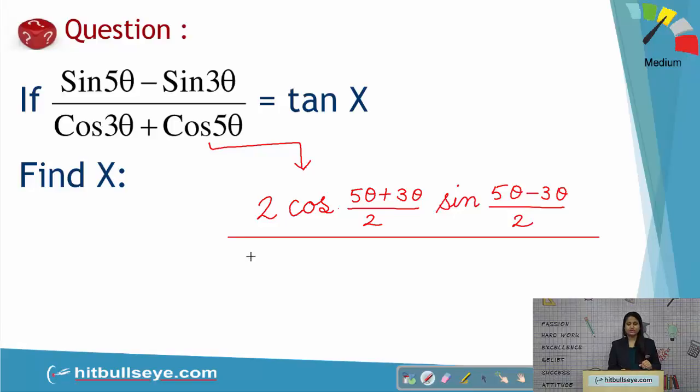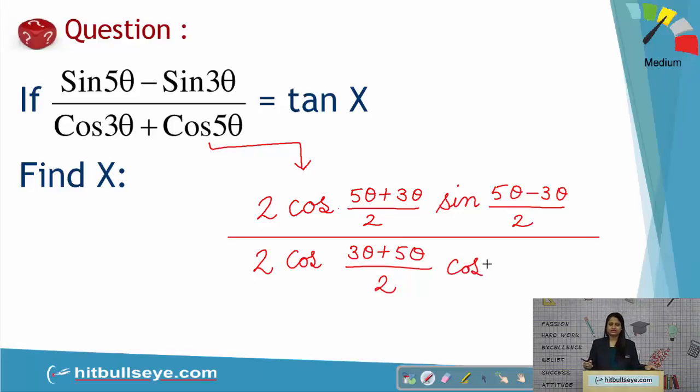Now the denominator is cos c plus cos d. So it will give you 2 cos (3 theta plus 5 theta)/2 times cos. Whether you write 3 theta minus 5 theta or 5 theta minus 3 theta, it will not affect the T ratio, because in the fourth quadrant cosine is always positive. Again, to understand this concept, go to part 1. So I'm writing this as (5 theta minus 3 theta)/2.